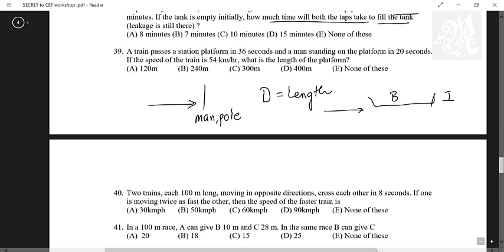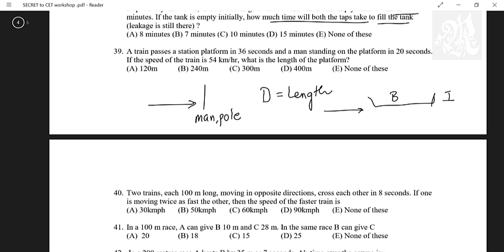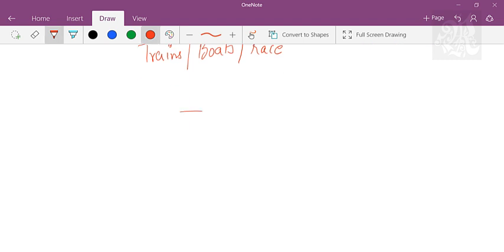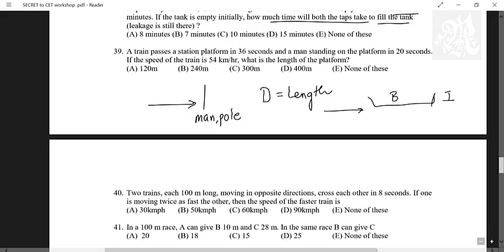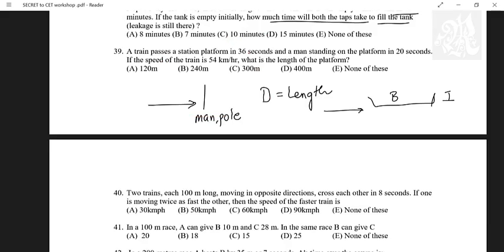Okay, that's the difference. Now have a look. Now how do we use this concept at its best? A train passes a platform in 36 seconds and a man in 20 seconds. So basically, when I'm saying a train passes a platform in 36 seconds and a man in 20 seconds, it means that 16 seconds extra it needs to just cross the platform. So it travels for 16 seconds more.